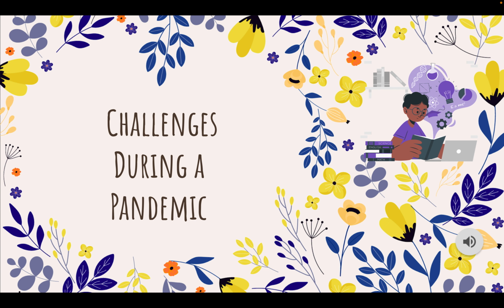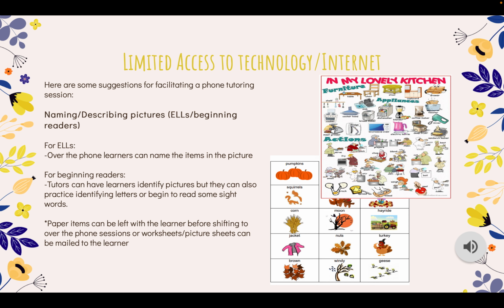Although not a common way to facilitate learning, you can teach a student over the phone. Here are some suggestions for facilitating a phone tutoring session. Tutors and learners can participate in naming or describing pictures. This activity is great for ELLs and beginning readers. For ELLs, over the phone, learners can name the items in the picture. Learners can work on pronunciation, and tutors can introduce synonyms. Always allow the learner to use their native language to name the items at first. Tutors should provide the English name and correct pronunciation.